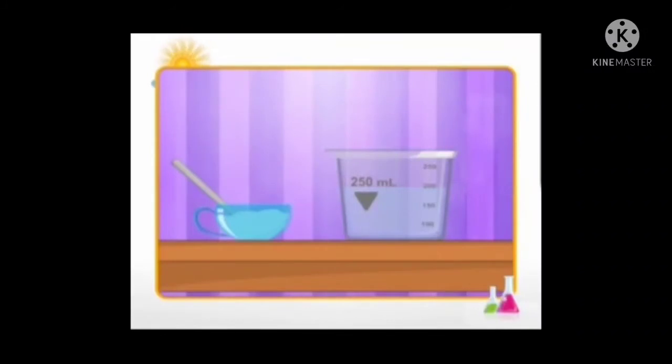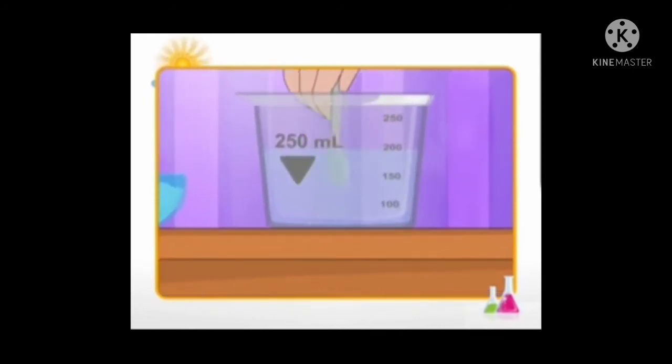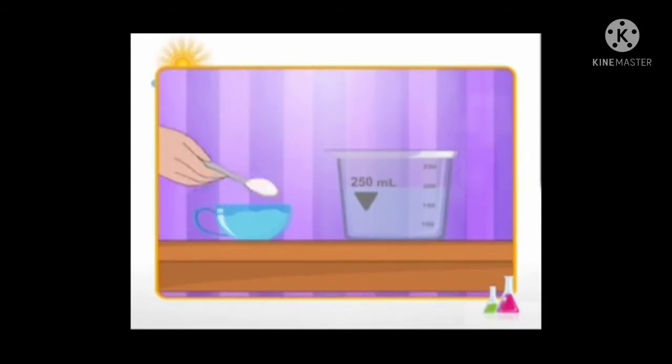For our experiment, we need a beaker, a spoon, salt and water. Pour half a cup of water in a beaker. Add 1 teaspoon full of salt and stir it well until the salt dissolves completely. This solution is said to be an unsaturated solution.